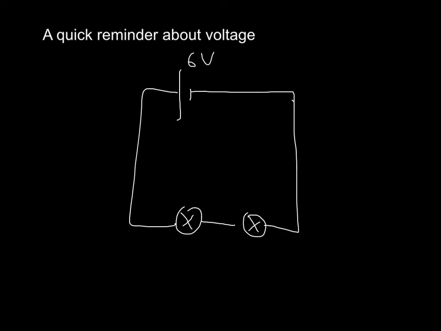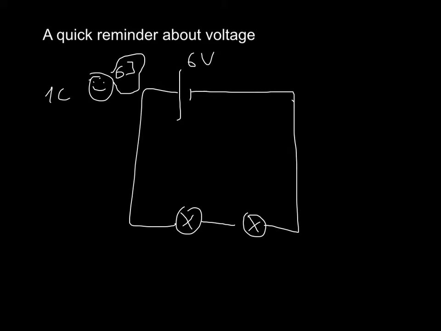Hi everyone. Now, before we start learning about series and parallel circuits, we're going to need a quick reminder about voltage. Now remember that when I have a cell here that has 6 volts, what I'm really saying is that for each coulomb that leaves this battery, it is giving it 6 joules of energy. Okay, so here's my coulomb, and it's carrying a bag, believe it or not, with 6 joules of energy.